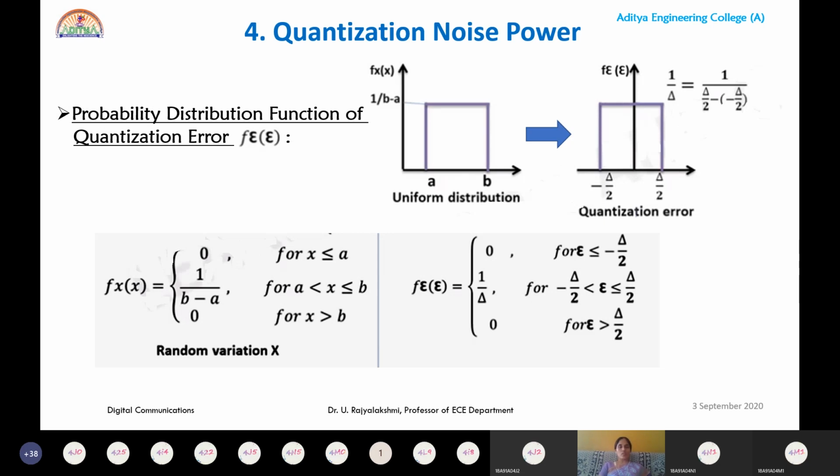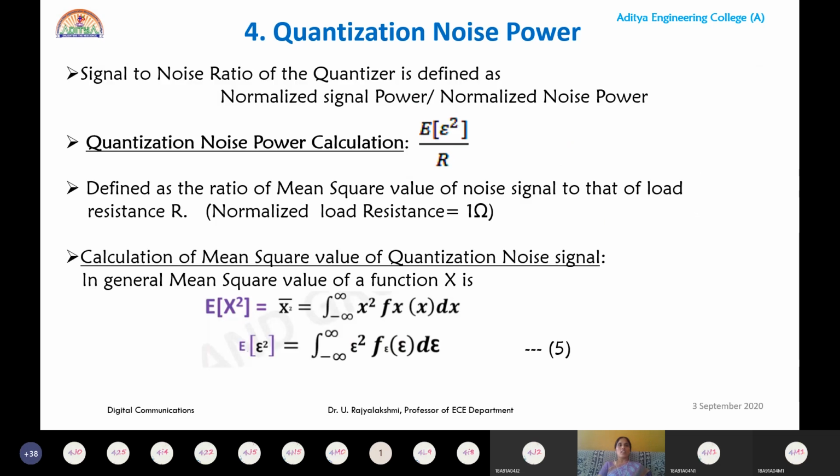So 3 equations you should remember. First is step size delta, which is 2x max by L, where L is 2 power n. Okay, 2x max by 2 power n. And second point is the error range from minus delta by 2 to plus delta by 2. So its probability distribution function has magnitude 1 by delta within that range. So 2 points. Okay, next let us move to the next slide to calculate the signal to noise ratio.